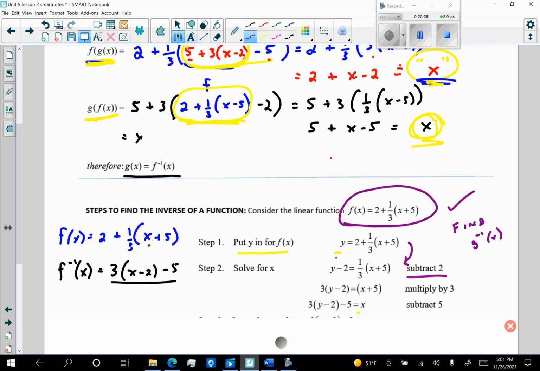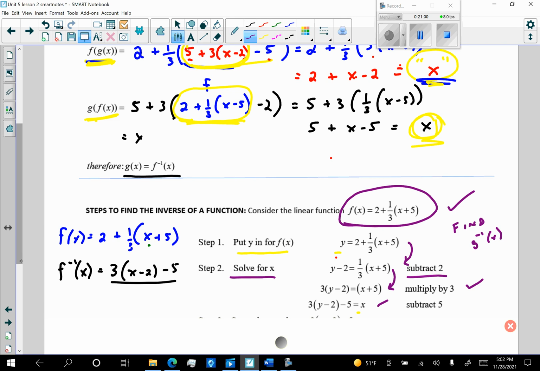I'm going to outline what I do over here. I'm going to multiply by 3. So I have 3 times the quantity y minus 2 is equal to x plus 5. That's how I went from here to here. I multiplied by 3. What am I going to do now? This x plus 5 is just x plus 5. I'm going to subtract 5, and bam. So I have 3 times the quantity y minus 2, minus 5. That's equal to x. So I have indeed solved for x.